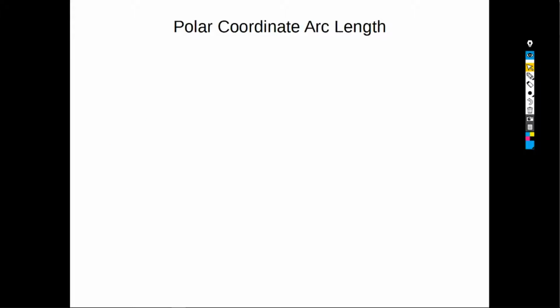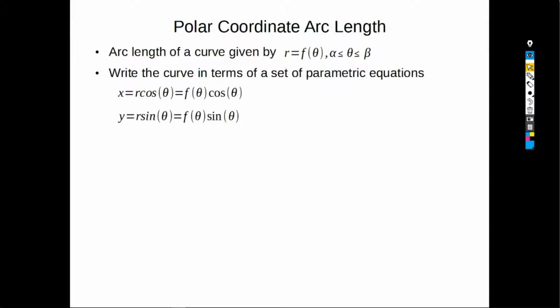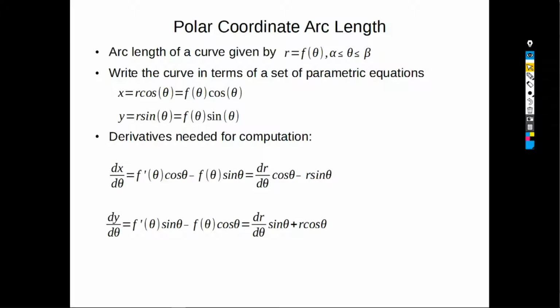Now, polar coordinate arc length. This means you are given a curve in polar coordinates, meaning that r equals f of theta, and theta is between alpha and beta. So, we shall now write the curve in terms of a set of parametric equations so that we can find the equation for arc length in polar coordinates. So, x equals r cosine theta and y equals r sine theta. Here are some derivatives that we will need for computing the length of the curve.